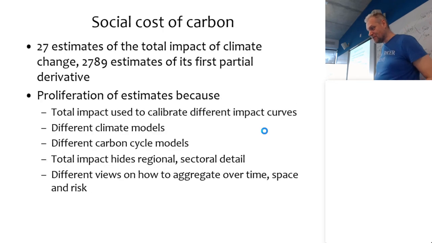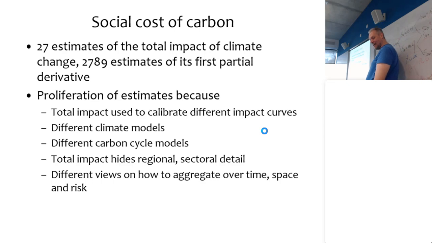And people have done this because the marginal impact is so important. What I said about an hour ago is that there are 27 estimates of the total impact of climate change. But according to the latest count, there are 2,789 estimates of its first partial derivative, the social cost of carbon. Now, you may think that this is peculiar, right? That's two orders of magnitude: for every impact estimate, there are 100 estimates of its derivative. That cannot be, right? Because we know how to derive things.